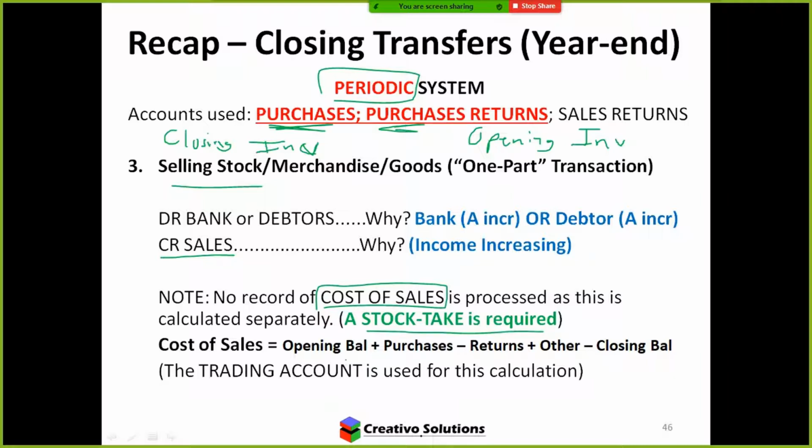And there's the formula, as you said earlier: opening plus purchases minus returns, other costs, so carriage on purchases, maybe import duties, and then minus the closing balance. This is calculated in the trading account. You can do it in the trading account, or you can just use the formula. It's better to use the formula because when you disclose it, you can just disclose it as a working, and the working will show it in brackets like that in a disclosure question. We're not going to draw up T-accounts, that's a little bit too much in a disclosure question.